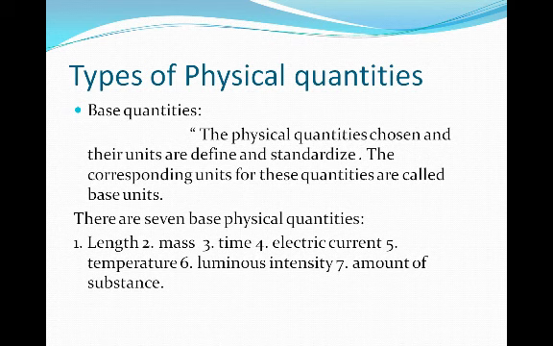In 1960, scientists chose some quantities which are 7 in number and defined and standardized them, and they are named base physical quantities. There are 7 base physical quantities in terms of which all other quantities are made, and all other quantities which are made from the 7 base physical quantities are called derived quantities.